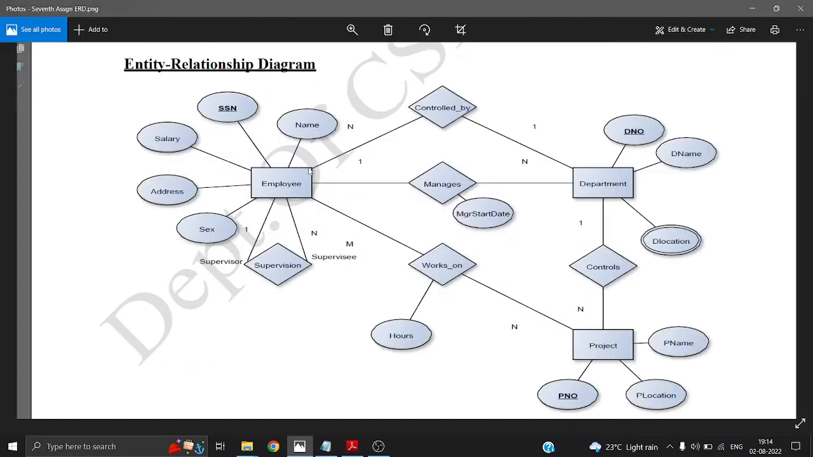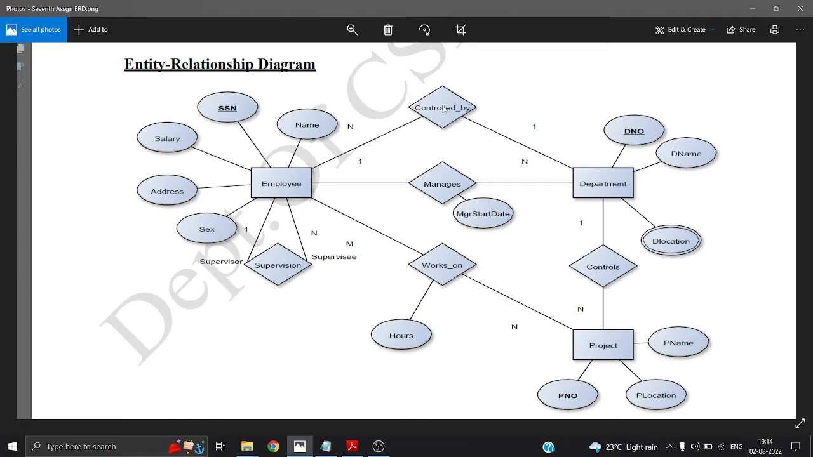Now we will move ahead with the next idea in the ER diagram, that is employee and department. Between these two we have the information about controlled by. That means one department is controlled by more than one employee. So you can think of it the other way.